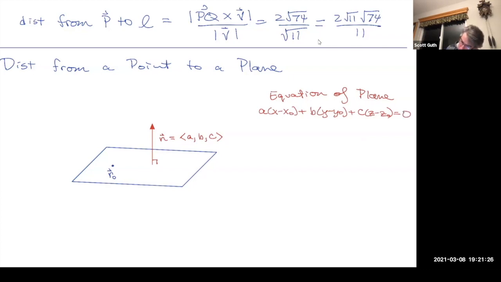Okay, equals zero. So the normal is just that ABC. It's easy to spot in the equation: the coefficients of X, Y, and Z. And then my point in the plane is my R naught, and of course, that's the X naught, Y naught, Z naught. Okay, like that.